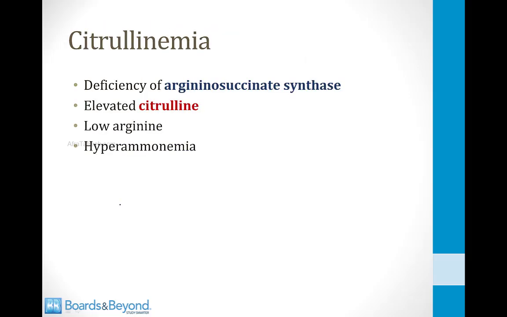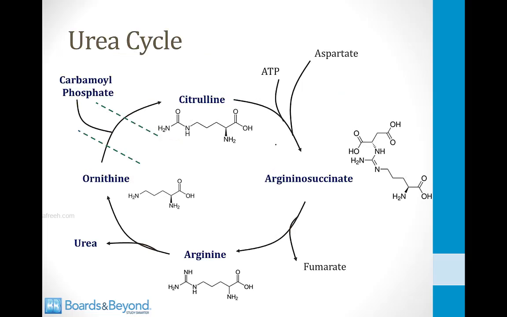There is another urea cycle disorder called citrullinemia. This is a deficiency of the enzyme argininosuccinate synthase. It results in elevated citrulline levels, as the name implies. In addition, the levels of arginine are low, and there is hyperammonemia, as there is with any urea cycle defect. If we go back to our overview slide, argininosuccinate synthase catalyzes this step right here, so this will be dysfunctional. As a result, the level of citrulline will get very high, and in addition, you will not synthesize the amino acid arginine, so arginine levels will get low. And of course, you're disrupting the urea cycle, so ammonia levels can build up.